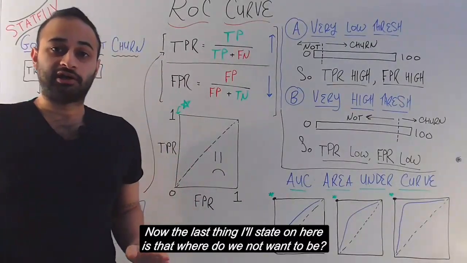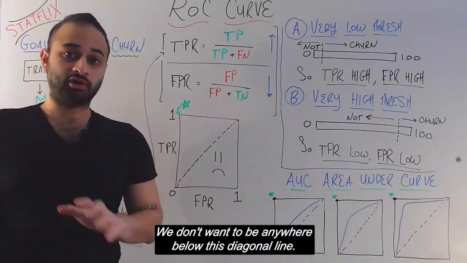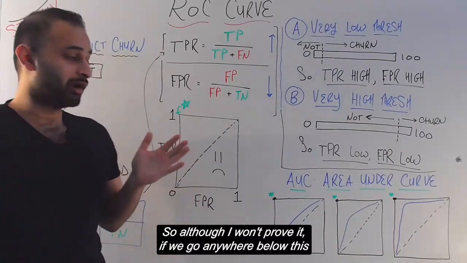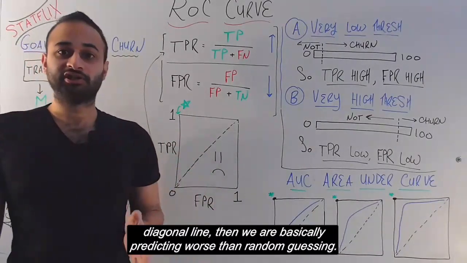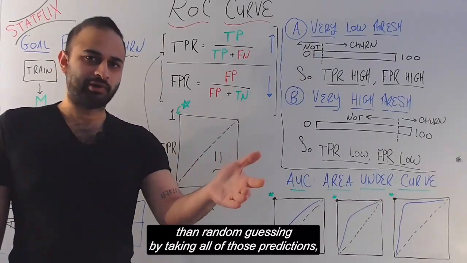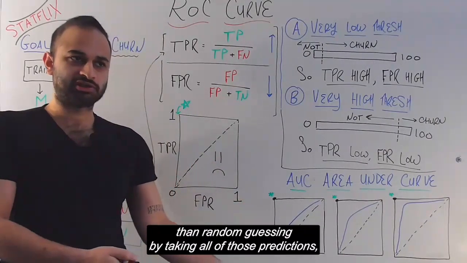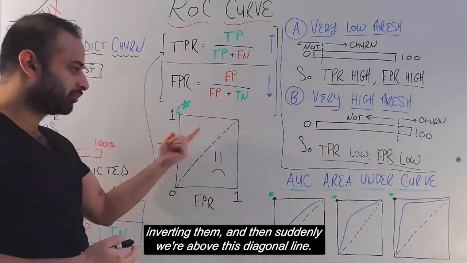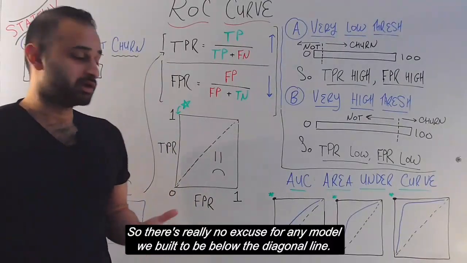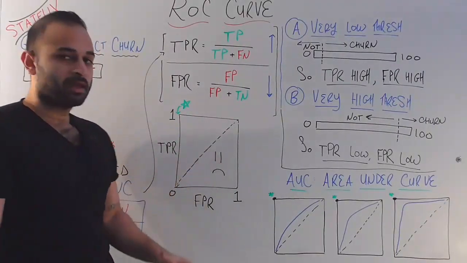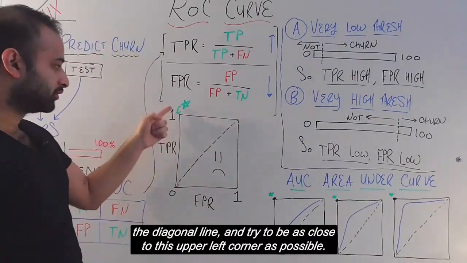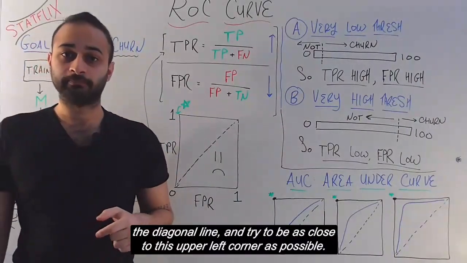Now, the last thing I'll state on here is that where do we not want to be? We don't want to be anywhere below this diagonal line. Although I won't prove it, if we go anywhere below this diagonal line, then we are basically predicting worse than random guessing. And we could essentially do better than random guessing by taking all of those predictions, inverting them, and then suddenly we're above this diagonal line. So there's really no excuse for any model we built to be below the diagonal line. So the two things you want to take away from this plot are to never be below the diagonal line and to try to be as close to this upper left corner as possible.